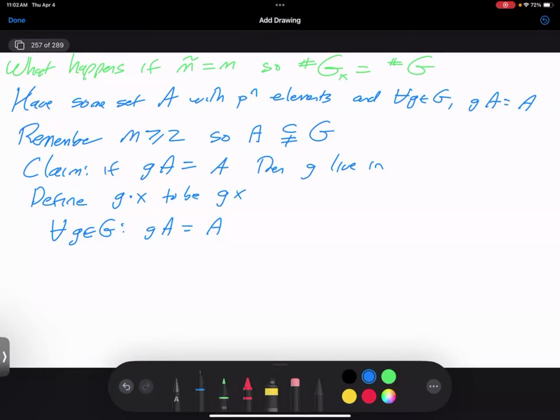So do we see that it's enough to show that if this is true, then the only way this can be true is if little g lives in A? If we could show that gA equals A forces g to be in A, there are too many elements for this to hold. A only has p to the n elements, G has p to the n times m elements, where m is at least 2. Contradiction. We don't know that A has an identity element. We just know that there's some set with p to the n elements. But we do know we have group structures.